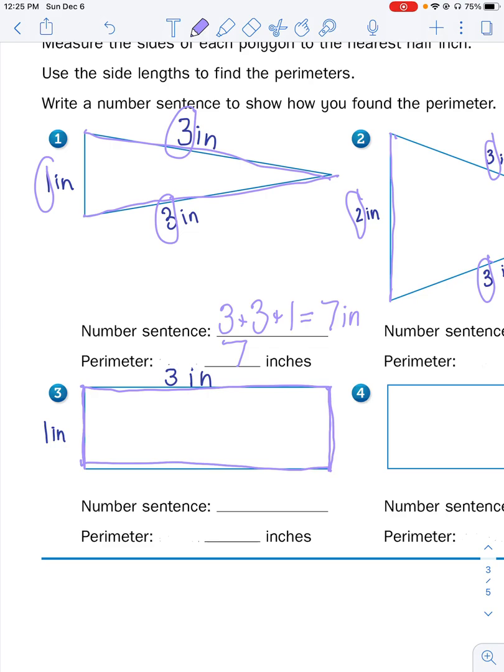Yes, that's correct. I could know that since this side is 3 inches, this side is going to be 3 inches as well. And since this side is 1 inch, and this side is exactly parallel to it, this one's going to be 1 inch as well. Okay, so what you could do is think 3 plus 1 is 4, and then you could just multiply that by 2 to get 8.